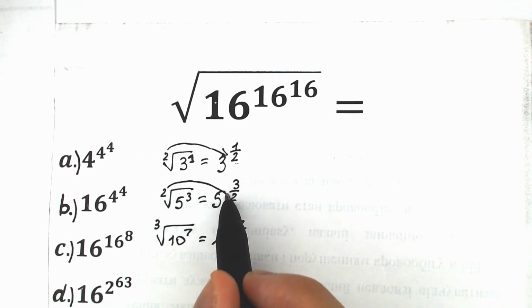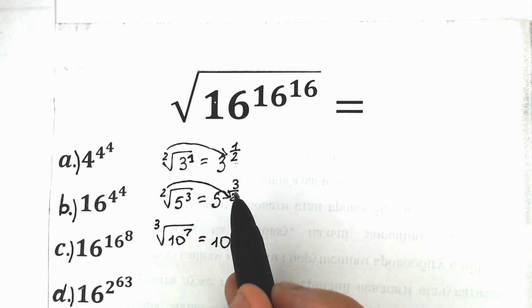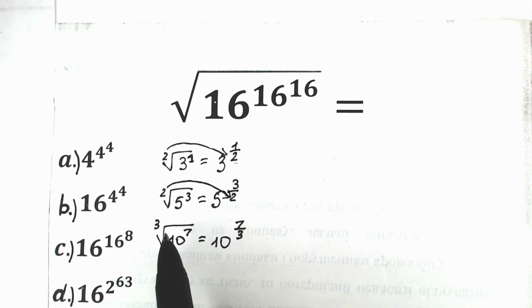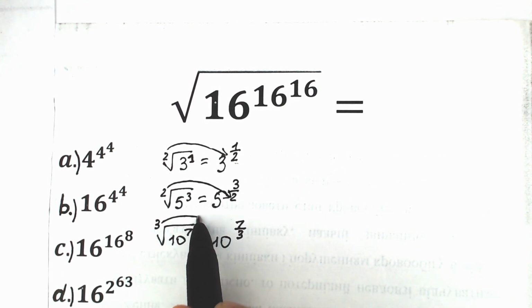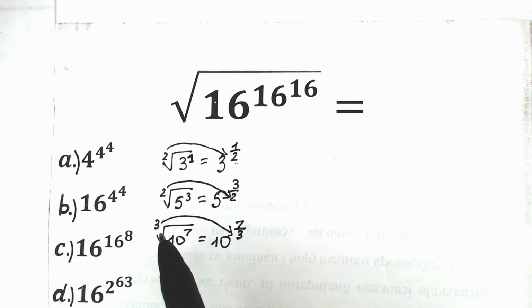This 2 goes to our denominator, so this 2 divides our 3, okay? One more step right here. This 3 divides our 7. So as you can see right here, every time the index of our root, of our square root or cube root, goes to our denominator. Okay, this is the first really important moment right now.